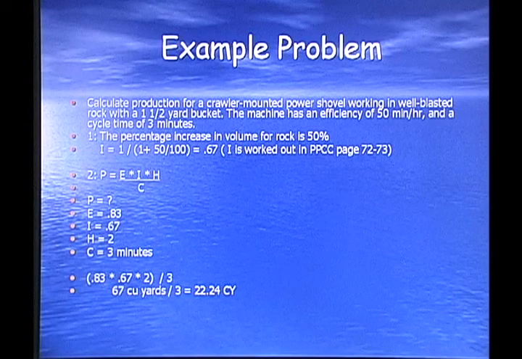Right, so we now have all the pieces of the problem. Now we solve for P. 0.83 times 0.67 times 2 divided by 3 gives us 67 cubic yards divided by 3 minute cycle time, which means you're doing about 22.24 cubic yards an hour with that machine. That's the end.